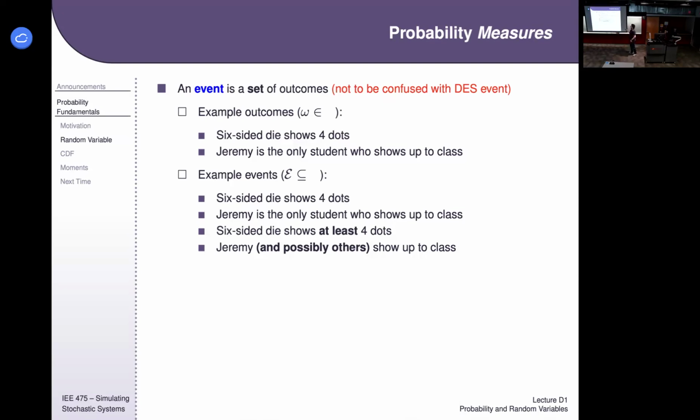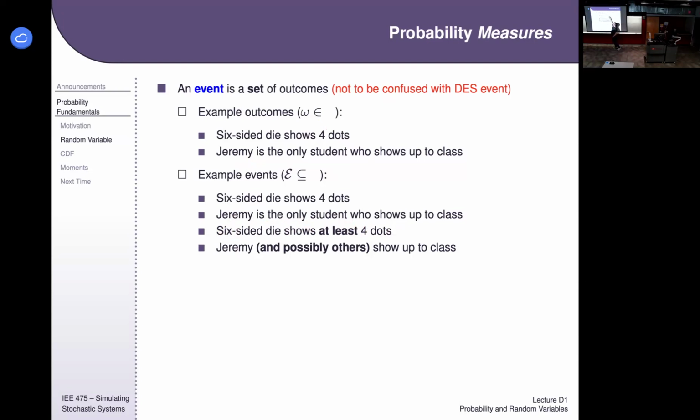So I'll give an example, single outcomes here. A six-sided die shows 4 dots. But I could say another event is that a six-sided die shows at least 4 dots. So there are multiple ways that you could show at least 4 dots on a single die. And that's an example of what we mean by the difference between events.